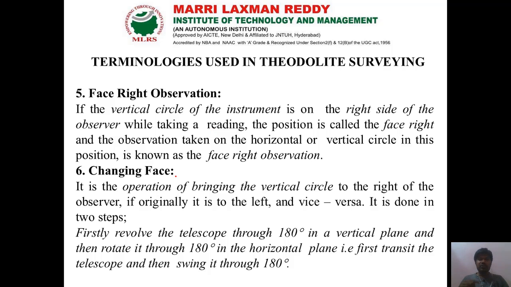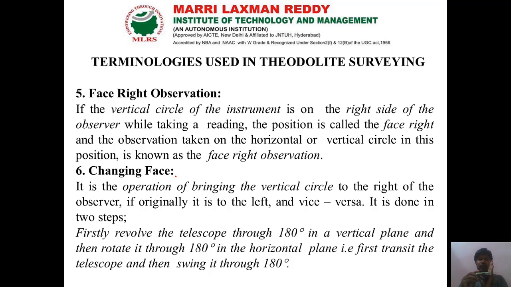Next, changing the face. Changing the face means the vertical circle is changed from left side to right side and right side to left side, corresponding to the observation. That is called changing face. How do we do it? For example, this is my telescope normal position, so the knobs are at the top of the telescope. First I have to rotate my instrument so that the vertical circle is here.